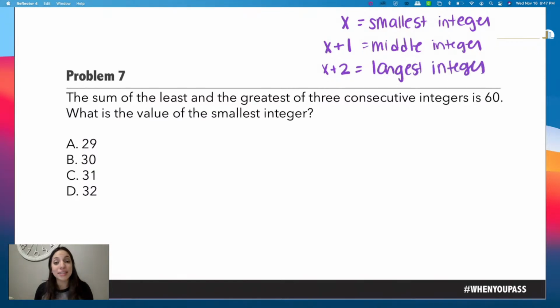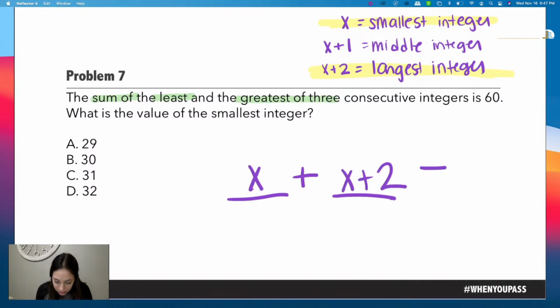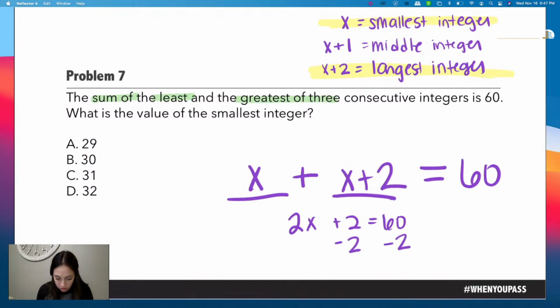Now, what did they say? They said the sum, addition, of what? The least and the greatest. Something plus something, which is going to be the least and the greatest. x plus x plus 2 is 60. Solve. x plus x is 2x. Subtract 2 from both sides. 2x equals 58. Divide both sides by 2.